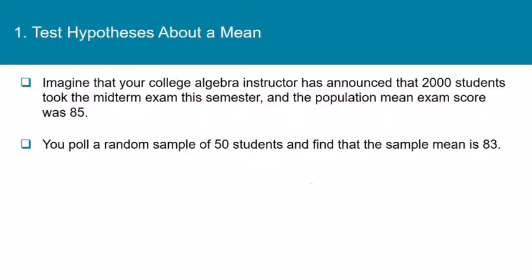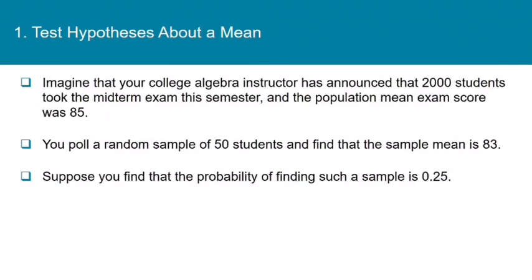Now remember, we only polled a sample of 50, so it's not reasonable to expect that our sample mean will be 85 exactly. It could be a little different, but how much difference can we tolerate? Well, let's suppose that you do a little calculating, and you find that the probability of obtaining a sample mean of 83 from a population whose mean is 85, that probability is 0.25, in other words, 25%. Well, that's a pretty high probability. That would not be an unusual event at all.